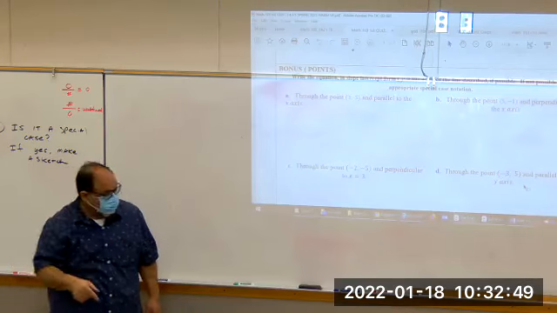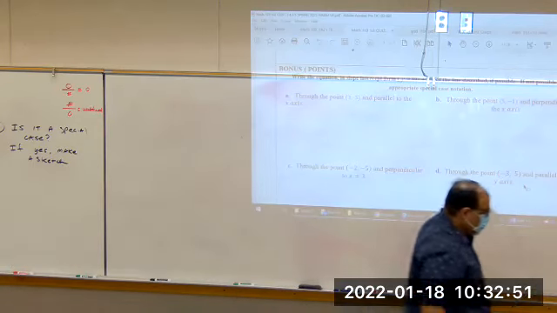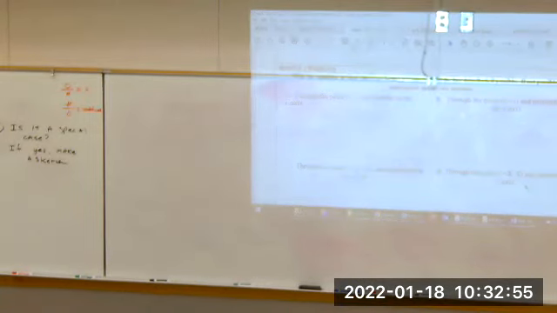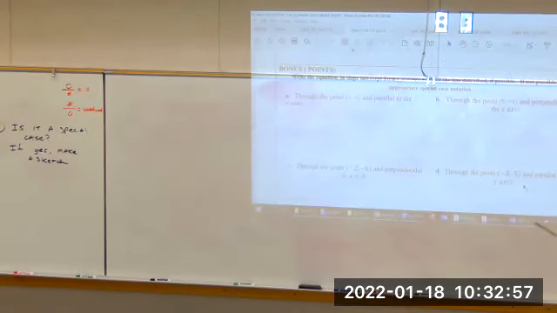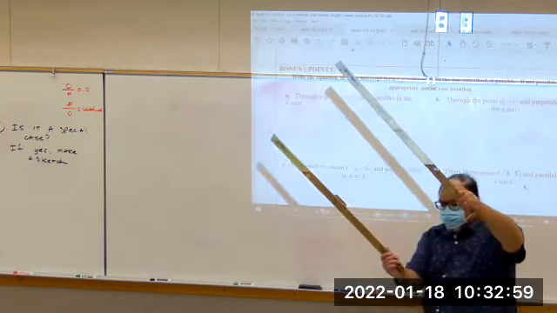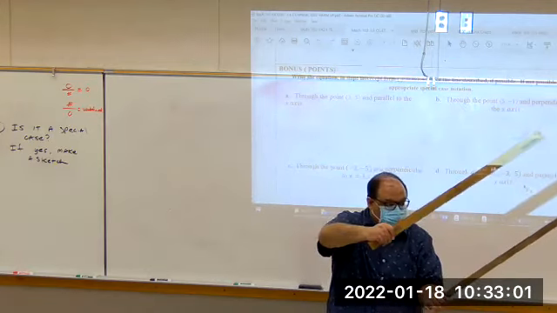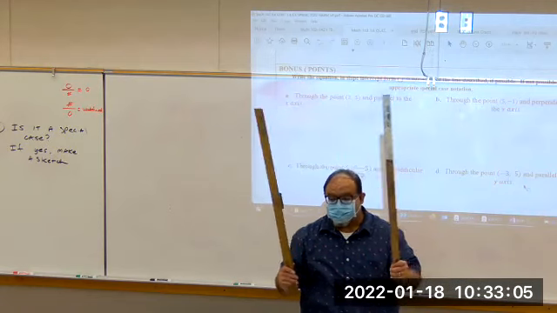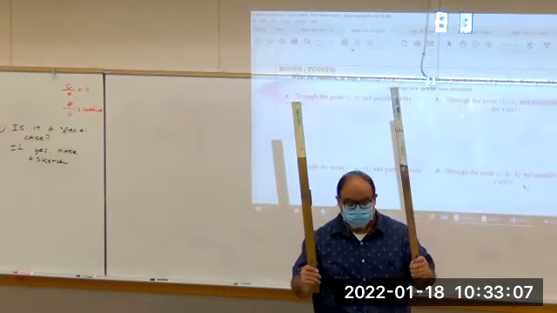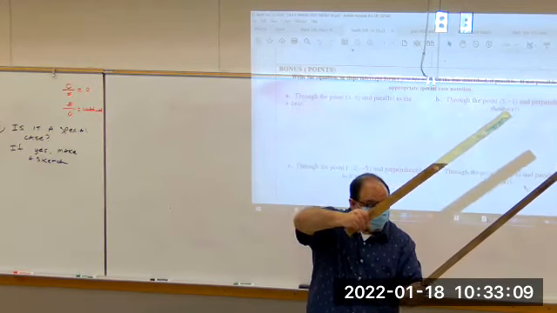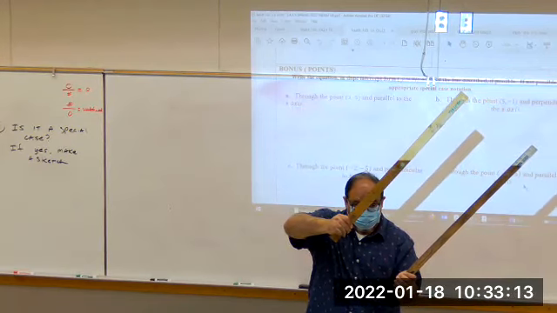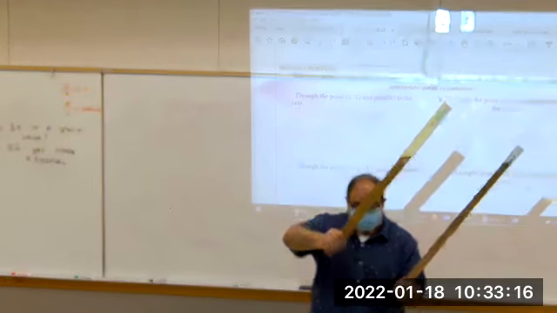Parallel lines are two coplanar lines that do not intersect. They have, and this is the detail I'm going to give you on Thursday, to have the same slope in order to not intersect. Okay, the same rise over run.